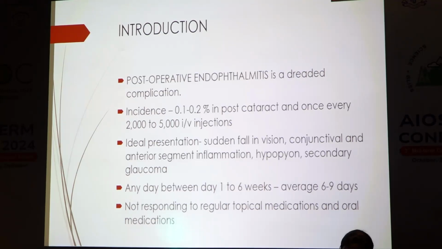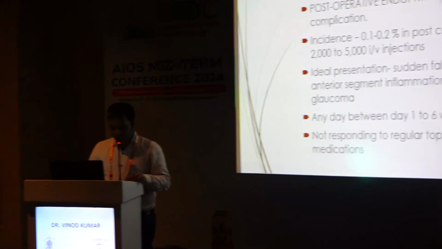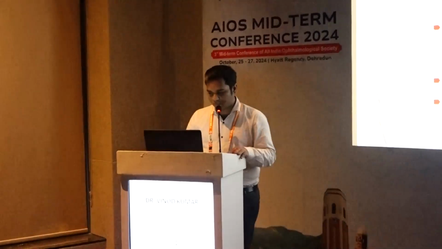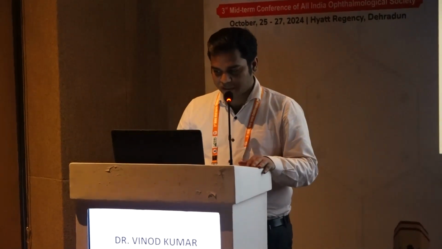They usually present with profound sudden loss of vision, conjunctival and anterior segment inflammation, hypopyon, glaucoma. The day of presentation ranges from day 1 to 6 weeks, in fulminant endophthalmitis and chronic endophthalmitis respectively, and the average is 6 to 9 days. Sometimes we diagnose when they are not responding to topical or oral medications. These are the various presentations. We should get a B scan done whenever there is a suspicion.